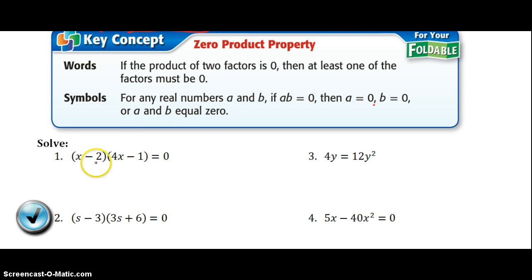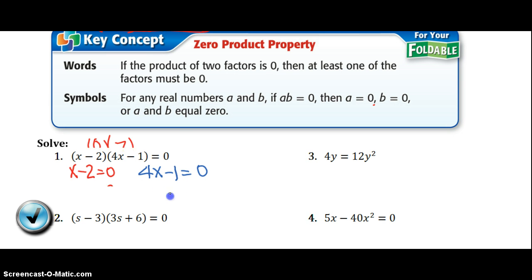So look at number 1 here. For the multiplication of these two binomials to equal 0, one of these had to be 0. If x minus 2 was 0, then whatever this turned out to be times 0 equals 0. So we have to check for all possible solutions. So we're going to say, what makes x minus 2 equal 0? 2. If you plug in 2, you get 0 times, actually that'll be 8 minus 1, which is 7. And 0 times 7, guess what that equals? 0.